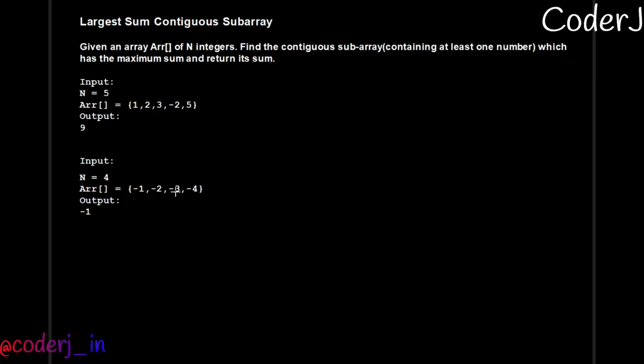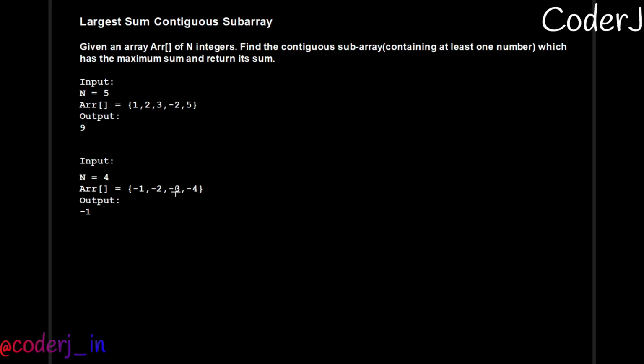Alright. So let's start with the problem description. Given an array of integers, find the contiguous subarray containing at least one number which has the maximum sum and return its sum. By contiguous subarray, it means that the subarray needs to be continuous. You can't take a partial subarray from one part and a partial subarray from a second part and then sum it up. That is not the case.